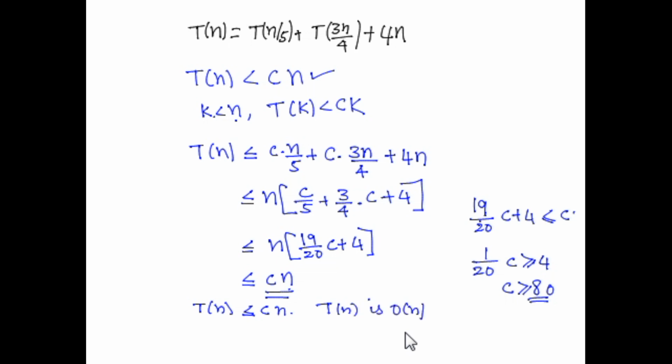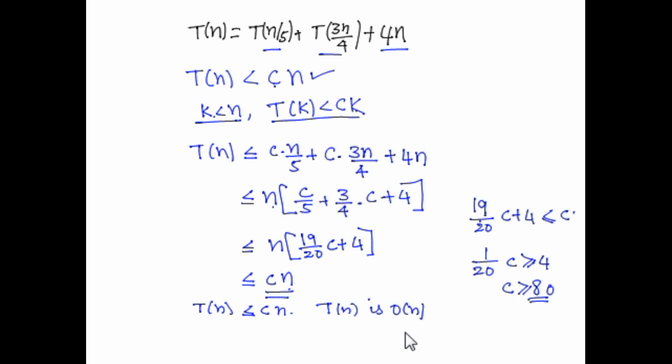Okay, so let's quickly recap the proof. We wanted to solve the equation T of n is equal to T of n by 5 plus T of 3n by 4 plus 4n. So the proof is by induction. We want to show that T of n is smaller than c times n for a constant c. By induction we assume that for all k smaller than n, T of k is smaller than c times k. So T of n can be written as smaller than or equal to c times n by 5 plus c times 3n by 4 plus 4n.